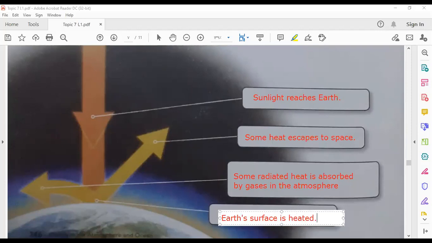This diagram, by the way, is very important. It shows how the sun, Earth, space, and atmosphere interact. Okay? So sunlight reaches Earth here. Some of the heat escapes to space. Some of the radiated heat is absorbed by gases in the atmosphere, like carbon dioxide and methane, or greenhouse gases. And of course, some of the sun's energy reaches the Earth's surface. For this reason, Earth's surface is heated. Okay, fine.